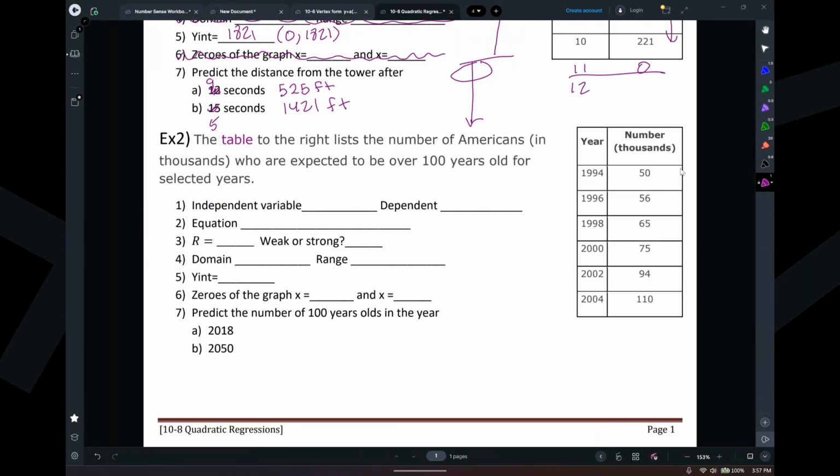So first thing we notice, these are not 50 people, these are 50,000 people. So when you type these, you're going to have to put it in as 50,000 and not 50.